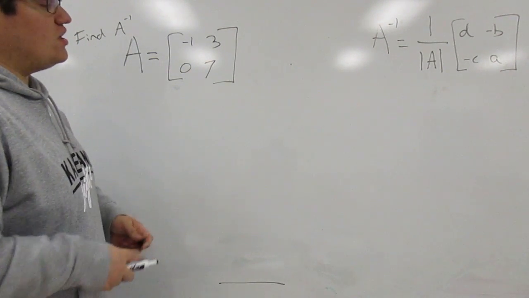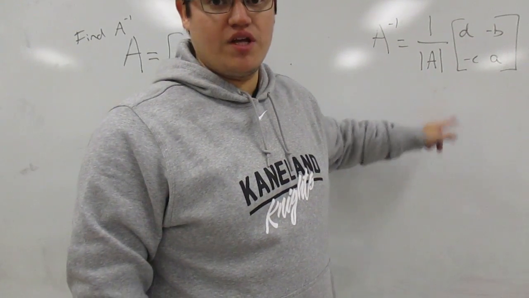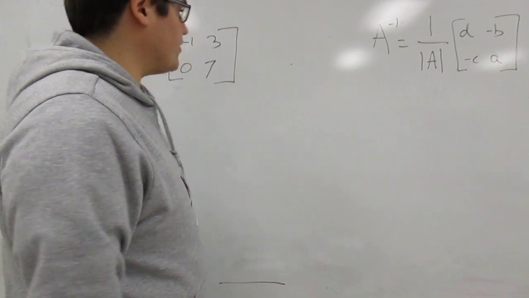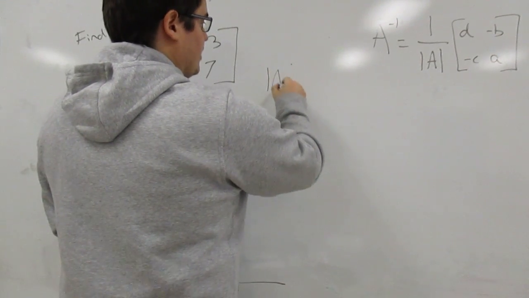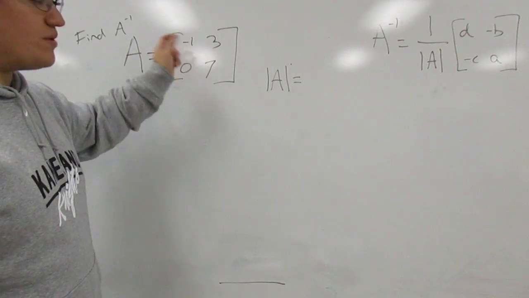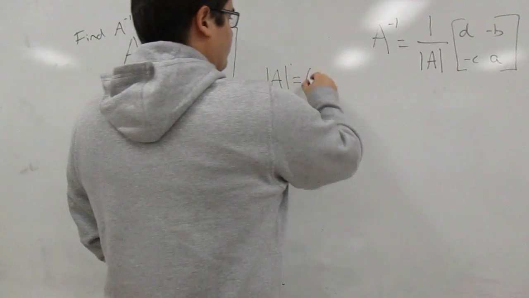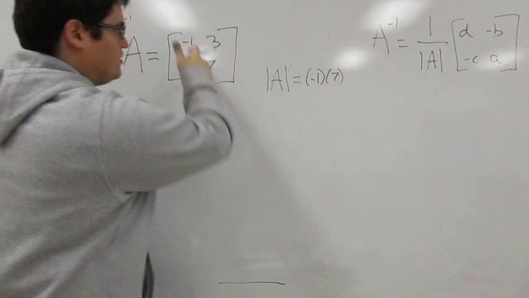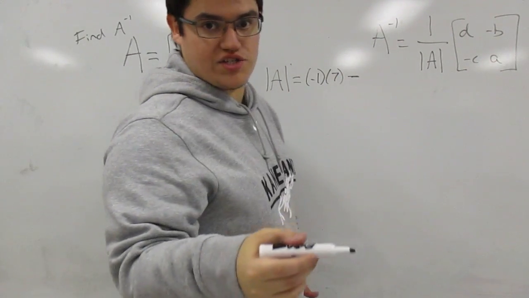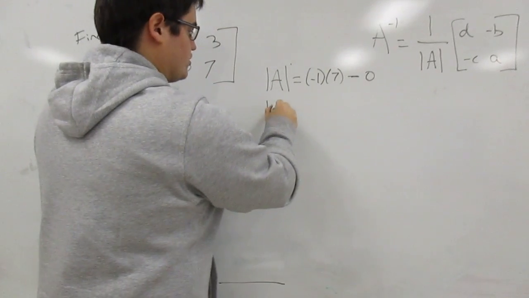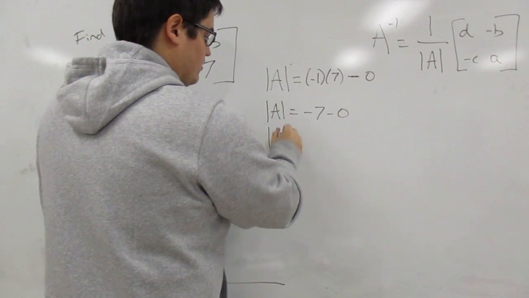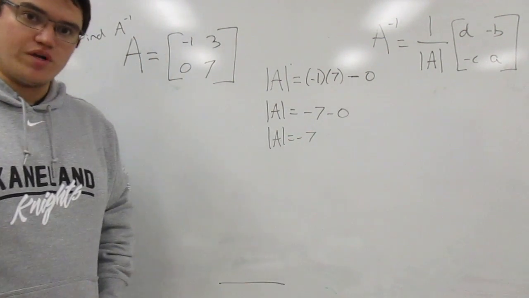Okay? So the first thing you always want to find is the determinant. If the determinant is 0, we know right away that no inverse exists. So we want to find the determinant first. Okay? So the determinant of A, go back to this guy. Remember, take the diagonals, multiply them together and subtract. Get -1 times 7, multiply them this way, minus 3 times 0, well that's just 0. So the determinant of A is -7 minus 0, okay. It's just -7, no big deal.